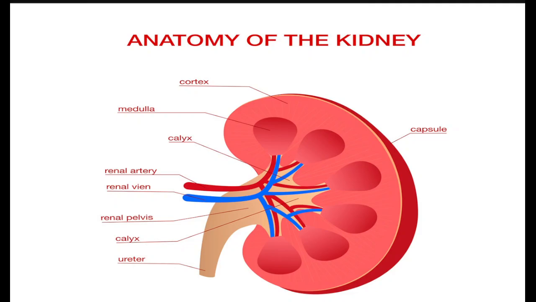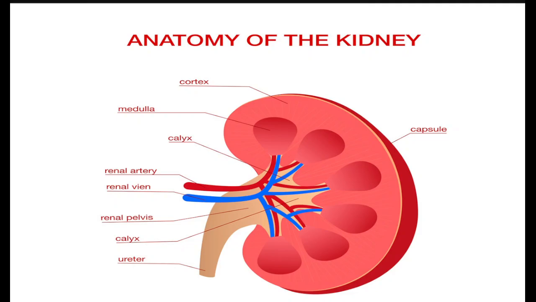Let's learn together, and today's topic is anatomy of the kidney. So, as we can see in this image, the kidney is a bean-shaped organ situated at the posterior aspect of the abdominal wall, just below the rib cage. It is brown in color, two in number, and situated on each side of the spine. The kidney is divided into three portions.